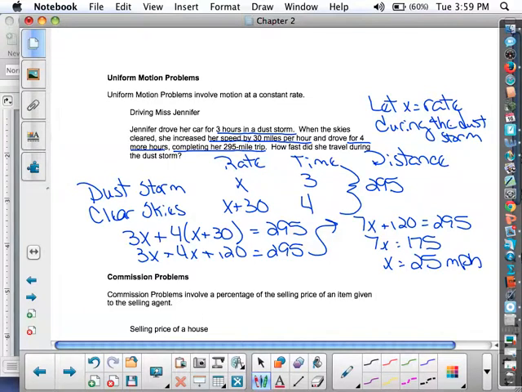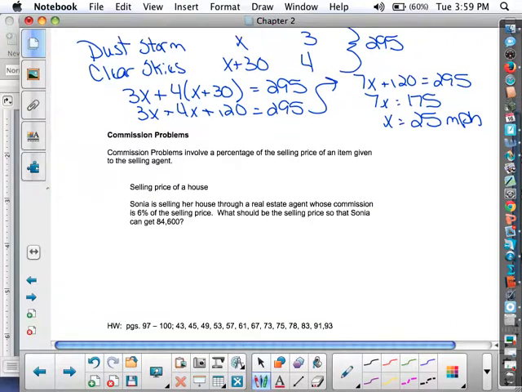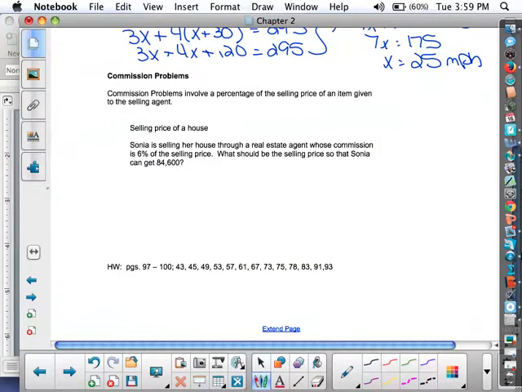Just one more to go, and then we will be done with this video and be working on these word problems for 2 days. The last one is a commission problem. It says Sonia is selling her house through a real estate agent who charges a 6% commission, so 6% of the selling price. What should be the selling price so that Sonia can get $84,600?